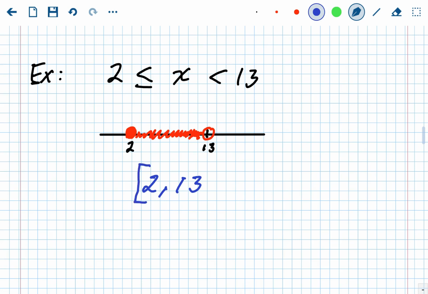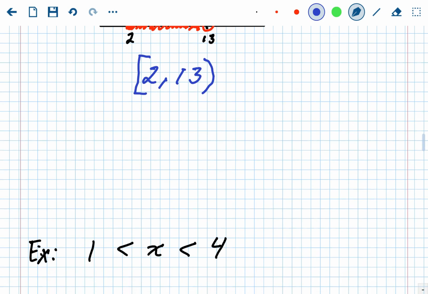A square bracket. The 13 is not included. 13 has an open circle. It has a less than sign. So the 13 is going to get a parenthesis. So bracket 2, comma 13 parenthesis. What that means is all values between 2 and 13, where 2 is included and 13 is not. So it's just a shorthand. It's faster than making a graph, and faster than writing an inequality.